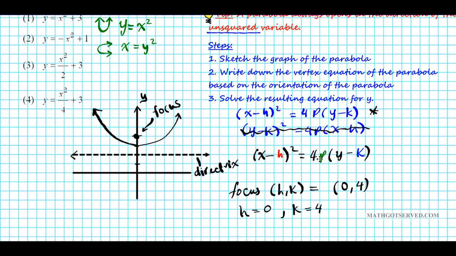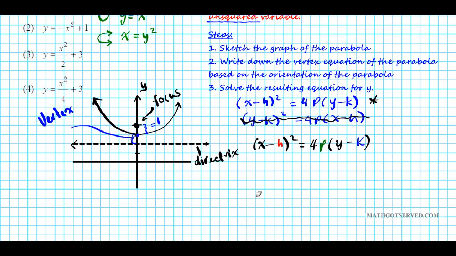The last thing we need to do is p. We need to find p. What on earth is p? Well, p is the distance between the vertex and the directrix, or the vertex and the focus. Where is the vertex on this graph? This is the vertex right here. So the question is, how far is the vertex from the focus, or how far is the vertex from the directrix? It should be exactly the same measure because the vertex is at the midpoint of the focus and the directrix. Okay, so we need h, k, and p.